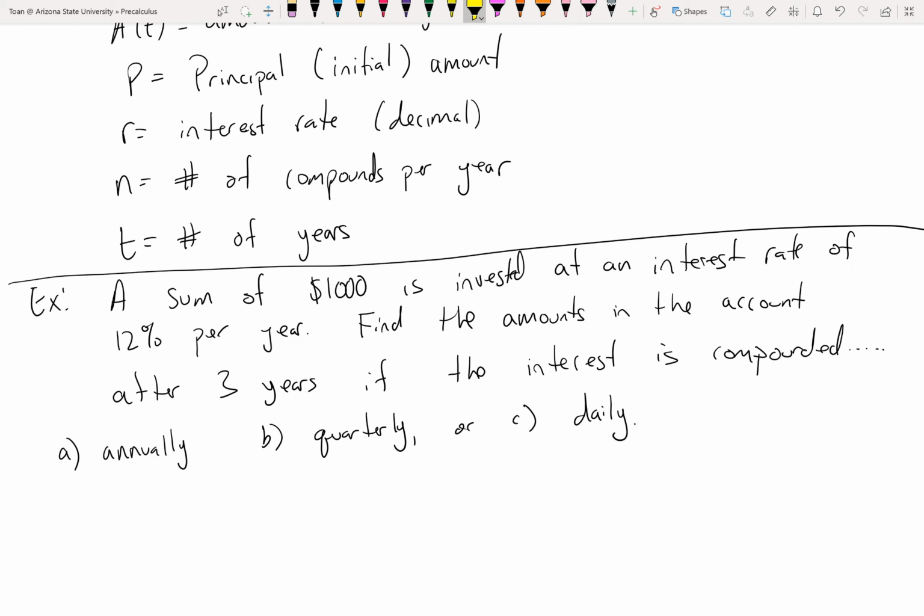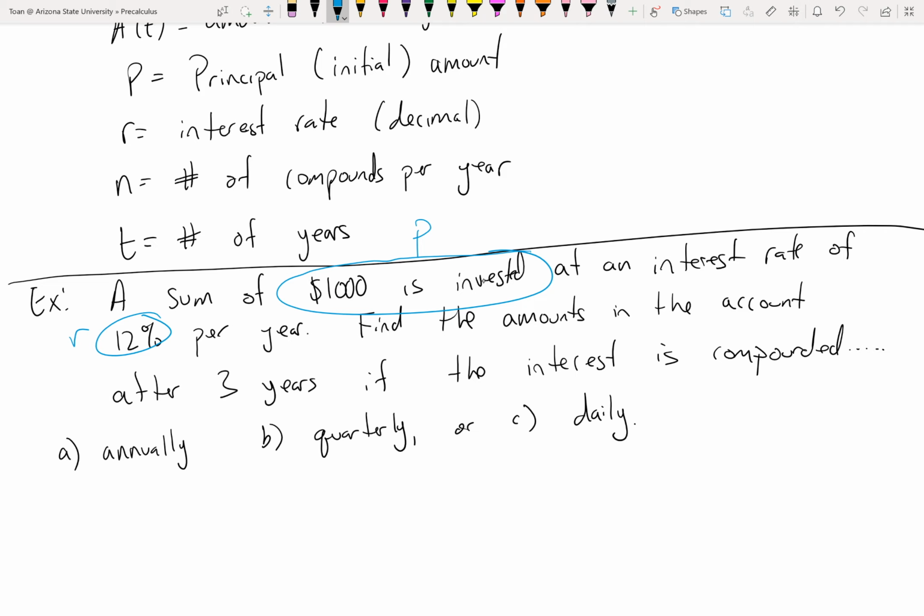So yes, most of these problems will be word problems, but honestly, it's just sifting through the information and knowing what pieces belong to what. So let's start at the beginning here. A sum of $1,000 is invested. So that right there is what we initially invested. So by definition, this right here is our principal. It's invested at an interest rate of 12% per year. Well, that's very easy because that's a percentage and it clearly said interest rate. So that right there will be our r.